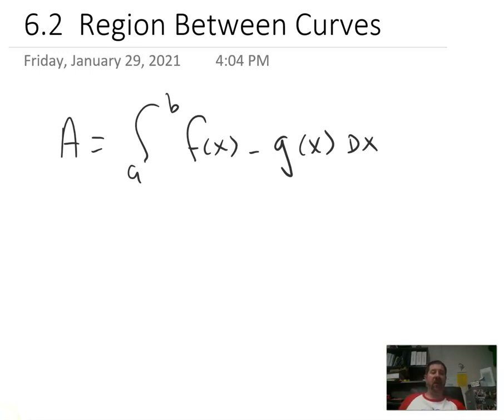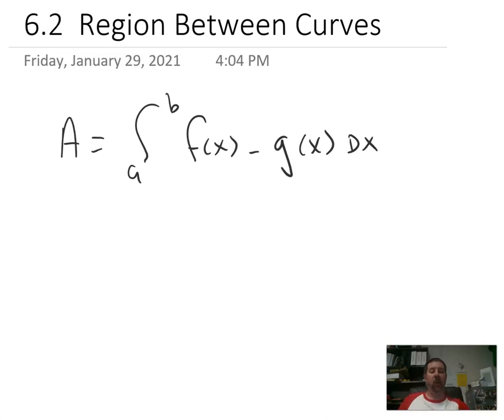Today we're going to be talking about the area or the region between two curves. And here you will see we have our formula to find the area between any two curves. And that is the integral from a to b. We know integral means area, right? Integral a to b of f of x minus g of x dx, where f of x is the top curve and g of x is the bottom curve.